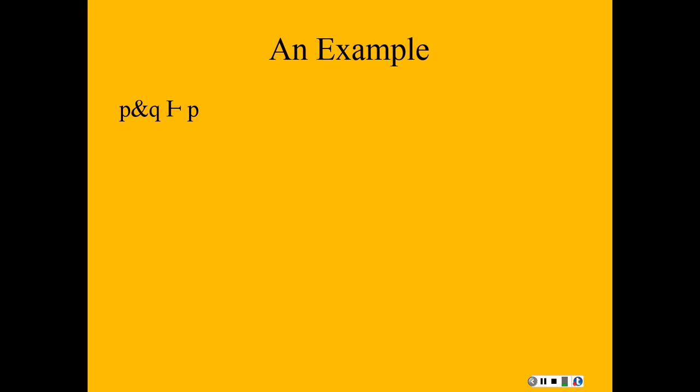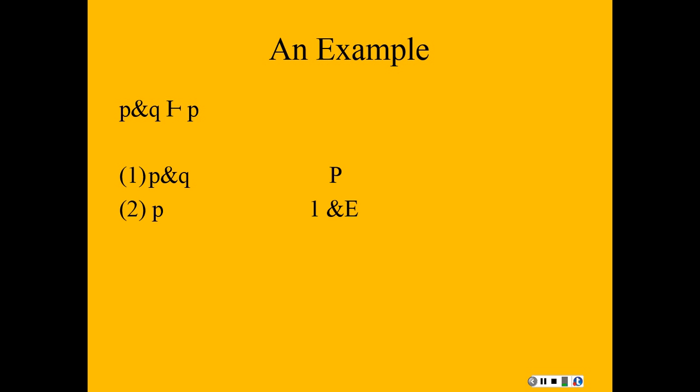Here's a sequence: P and Q, therefore P. Again, this sequence is self-evidently valid. If P and Q is true, then it must be the case that P is true. And our new rule allows us to prove that this sequence is valid. So let's go ahead and do that. We'll start out by writing down our premise. Then we apply the rule of conjunction elimination to get P from the conjunction P and Q.